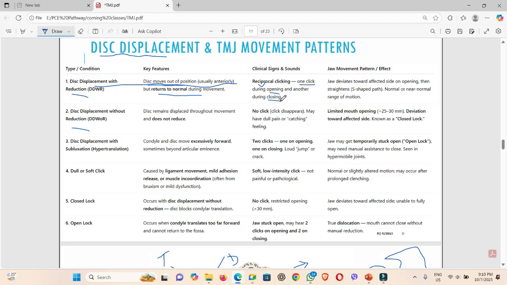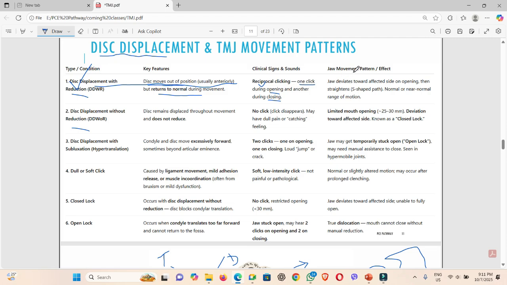So in the exam, if they ask, the person comes to you and complains of clicking while opening the mouth and another click while closing the mouth, which condition is he suffering from? He's having disc displacement with reduction. Reduction is happening, right? The condyle is sitting exactly at the center of the disc where it is supposed to. That is reduction. After dislocation of the shoulder, we are relocating and calling it reduction. So we are calling it reduction because the condyle is sitting at the center of the disc, which is displaced anteriorly.